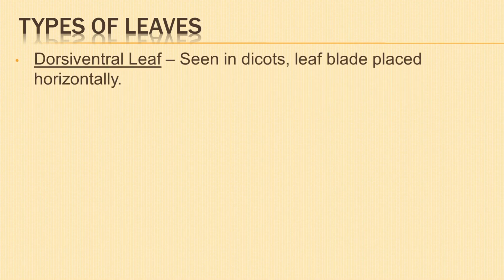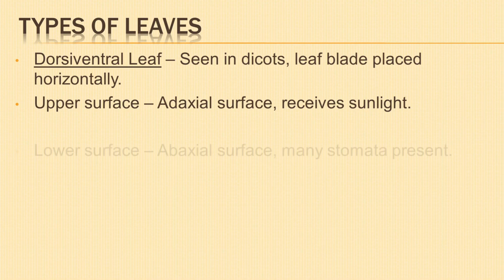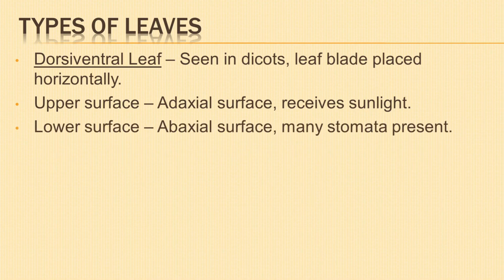Dorsiventral leaf. In dicots, the leaf blade is placed horizontally and both the surfaces can be differentiated. The sunlight falls on the upper surface, known as the adaxial surface, which is dark green in color. The lower surface is light green in color and is called the abaxial surface. The number of stomata is greater on the lower surface of the leaf.